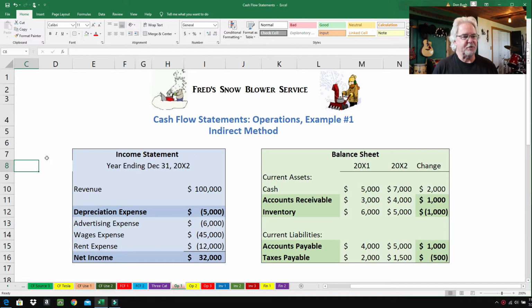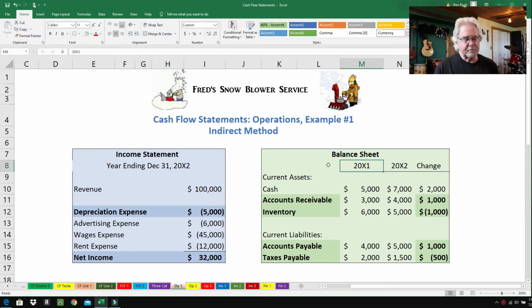So this is the first example of the operations section. As you probably know, there are 3 sections to the cash flow statement, and we are going to focus on the first section only, operations. So here's what we need. We've got an income statement and we have a balance sheet. Now the income statement is dated year ending December 31st, 2002. And the balance sheet has 2 columns here, 2001, 2002, and then the change.